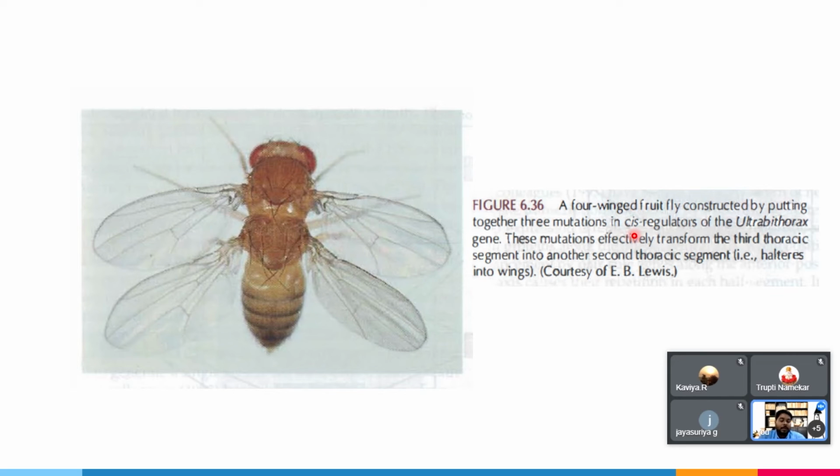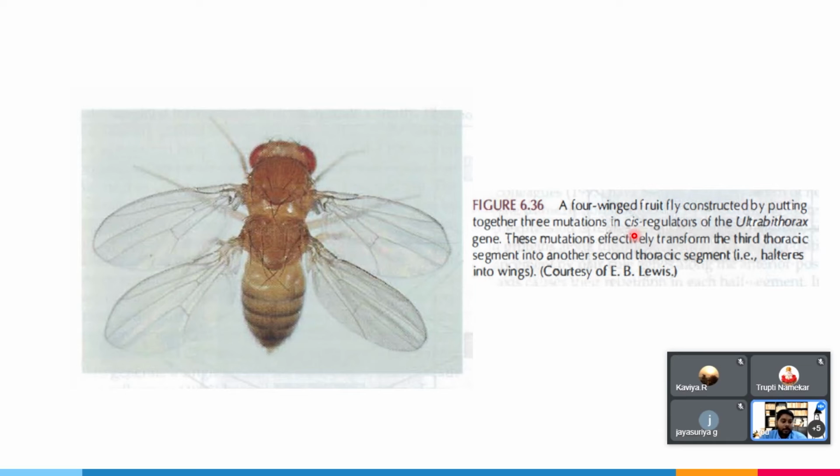So cis regulators mean that we know that for expression of a gene there need to be various DNA elements. So these are enhancers and silencers that are present in addition to the promoter. So enhancers are what determine the tissue-specific expression of a particular gene, and since they are present in the same stretch of DNA as the gene itself, they are known as cis.